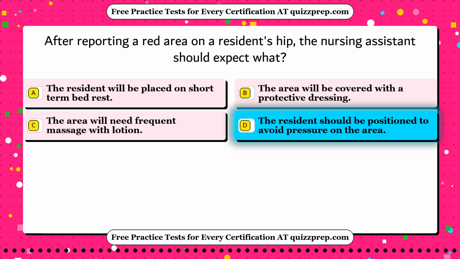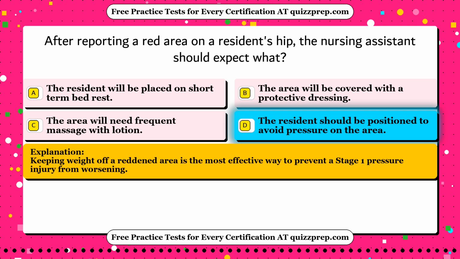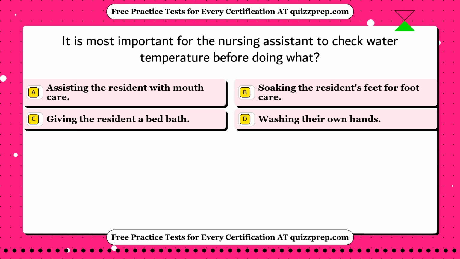The correct answer is option D. The resident should be positioned to avoid pressure on the area. Keeping weight off a reddened area is the most effective way to prevent a stage 1 pressure injury from worsening. Question 40. It is most important for the nursing assistant to check water temperature before doing what?